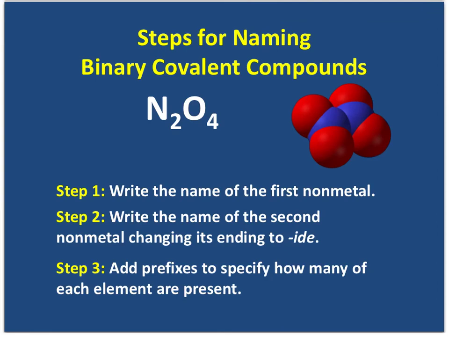So let's look at the steps to naming these binary covalent compounds. First thing we're going to do is write the name of the first nonmetal. This is our first nonmetal here. We write the name, and that name is nitrogen.